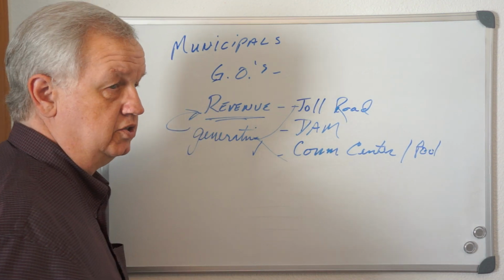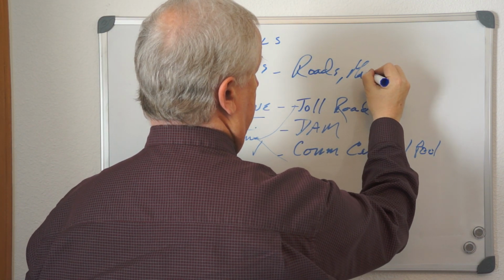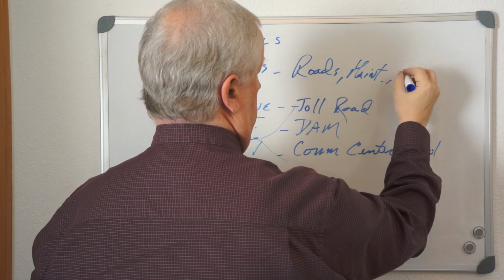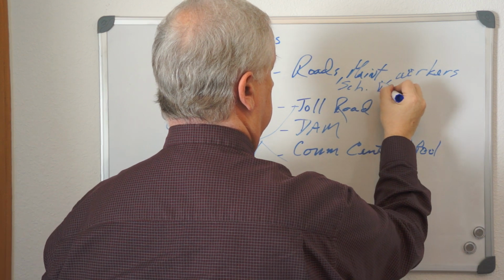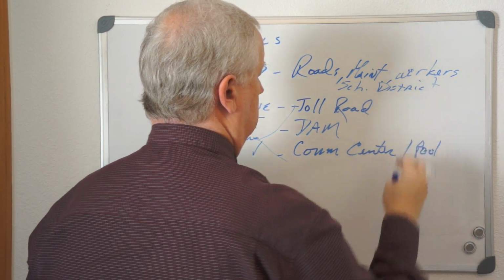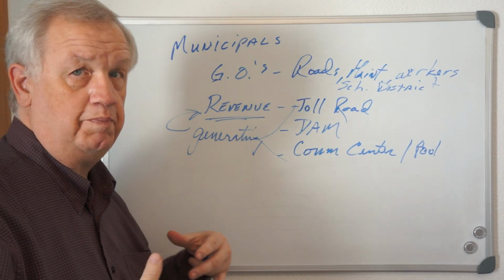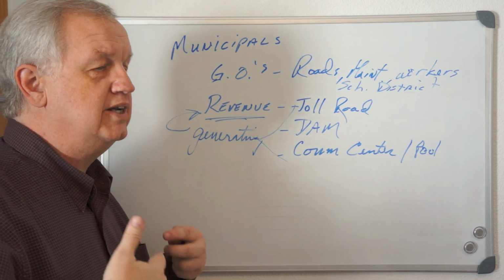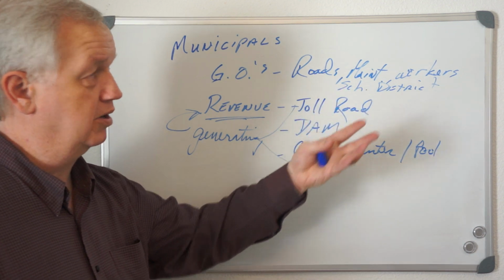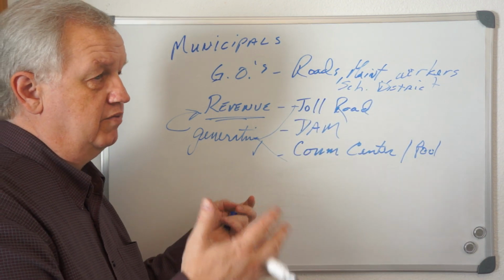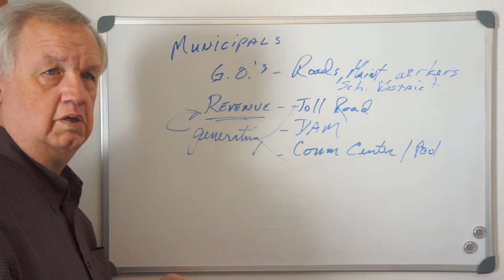So what are general obligations used for? Regular roads, maintenance of the city, workers, school district, anything that doesn't have a regular flow of income, regular stream of revenue to pay for it. What the government is supposed to do for us: education, the roads, maintain the parks, do the paperwork on everything else, the police, that stuff. Those are general obligations. Okay?